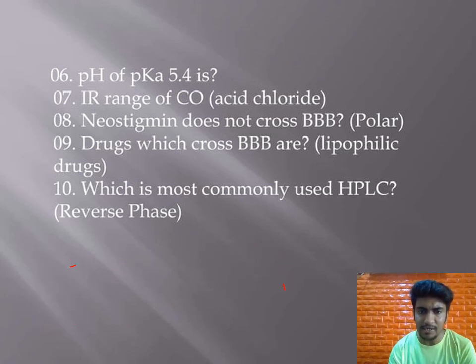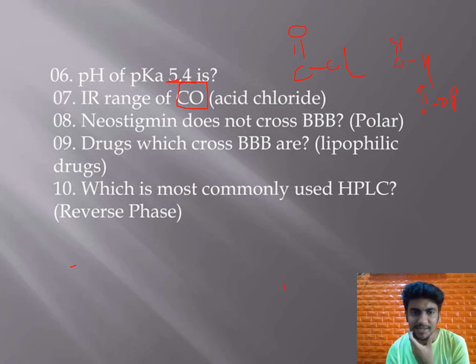Then the IR range for carbonyl groups, right? So it can be COCl, it can be COH, it can be COOR, ether, ester, anything. So the question may not be complete.